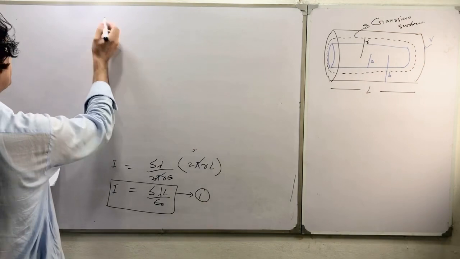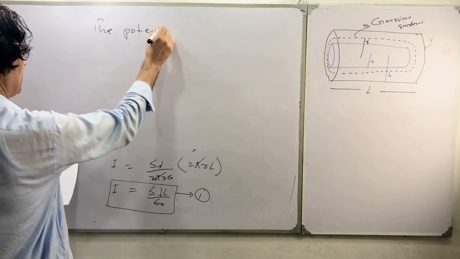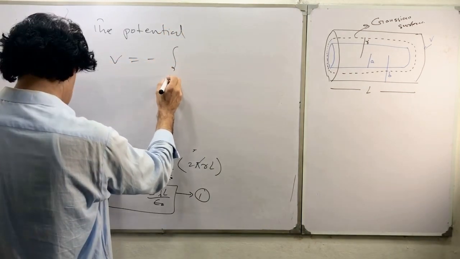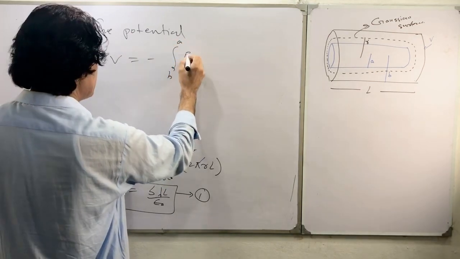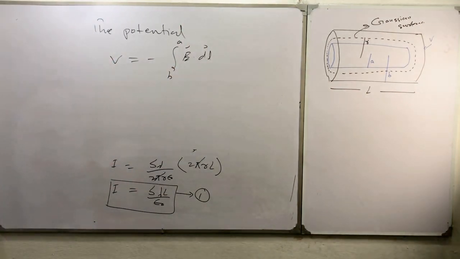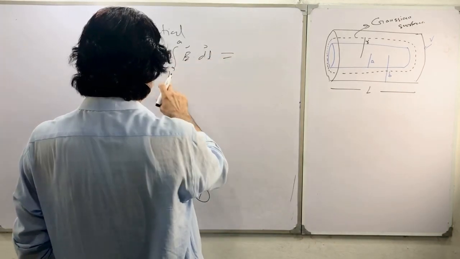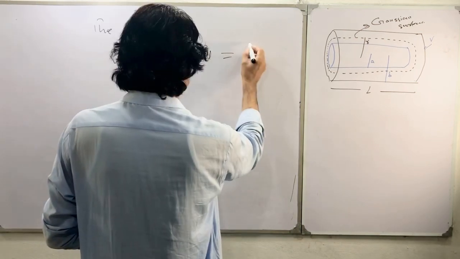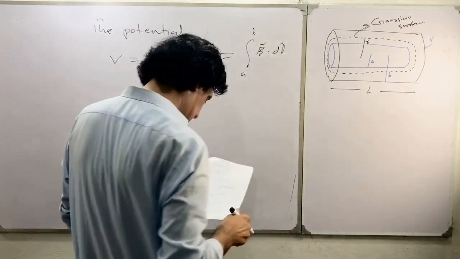As we know, the potential difference may be defined from B to A, and this is the integral of E dot dl. We can define the potential like this, and we can also reverse the limits A and B. Then the negative sign will vanish, and we get the integral from A to B of E dot dl.